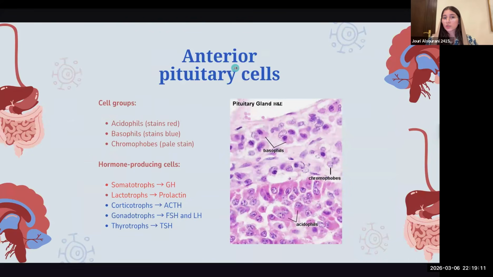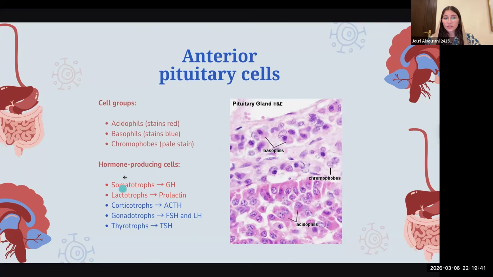Okay, so looking closer at the anterior pituitary cells, it is composed of three main cells. We have acidophils, which are red, we have basophils, which are blue, and we have chromophobes, which are pale. So you can see them here. These are the acidophils. They're more red or a darker pink. The chromophobes, which are completely pale, and the basophils, which are blue. I confused them. The chromophobes, which are pale, and the acidophils, which are red or a darker pink.